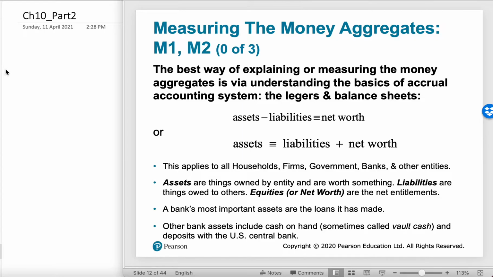The best way of explaining the money aggregates, the measurements for the money, is to start with the basics of the accrual accounting system, the ledgers and balance sheets, and the accounting identity, which has been written here. So to understand that, the ledger is a way of recording what is being purchased.